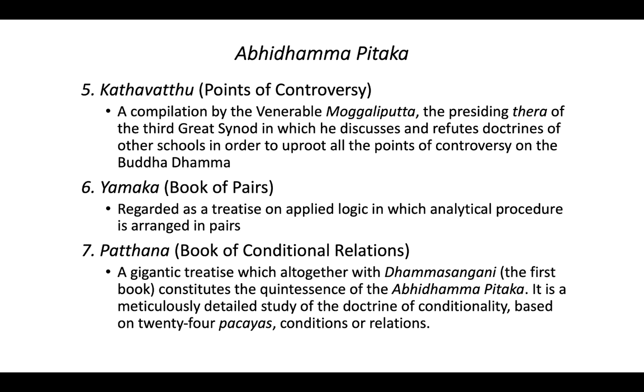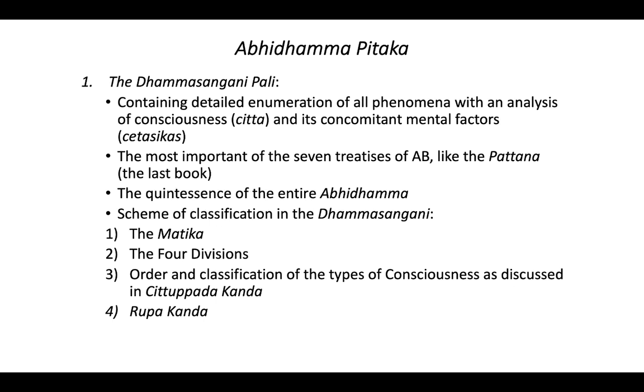Patthana, Book of Conditional Relations, a gigantic treatise which, together with Dhammasangani, constitutes the quintessence of the Abhidhamma Pitaka. It is a meticulously detailed study of the doctrine of conditionality based on 24 conditions or relations. So, among the seven treatises, Dhammasangani, the first book of the Abhidhamma, and Patthana, the last book and most important of the seven treatises, provide the quintessence of the entire Abhidhamma. So let's look at each treatise briefly.